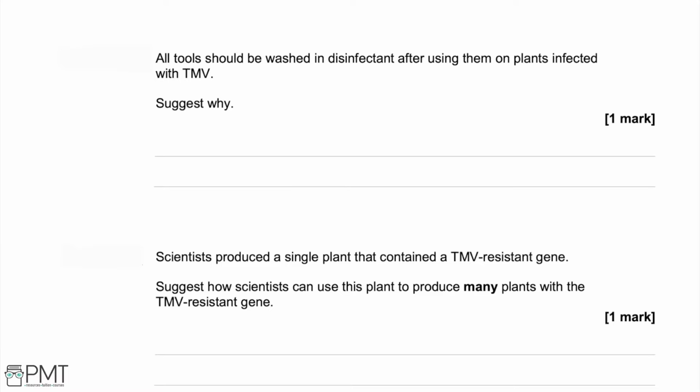Now, in order to protect other plants, we need to try and prevent the transmission of this virus to other plants. Therefore, if it was on this plant and it got contaminated upon your hand or any equipment and it was then used on a subsequent plant, the virus would spread. So to prevent this, we need to kill the virus, and that is what a disinfectant does. So that's our answer, to kill the virus. Now that would have got a mark. And another thing that would have got a mark would have been to prevent the spread of the virus, which is essentially what we're trying to do by killing this virus.